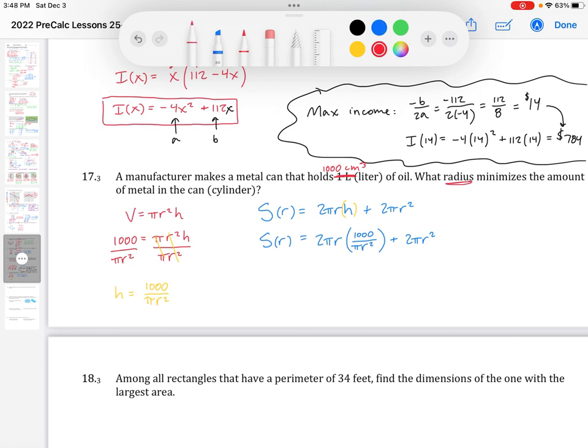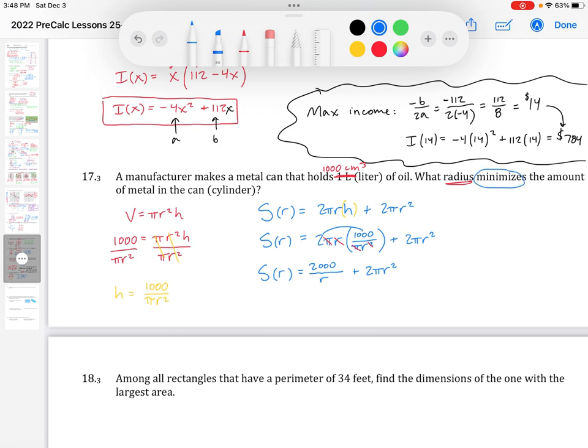So we can simplify this a little bit. This pi cancels this pi. This r cancels this square. So then your surface area in terms of the radius is 2 times 1,000. We can just write it as 2,000 over r plus 2 pi r squared. Okay, so that's the formula.